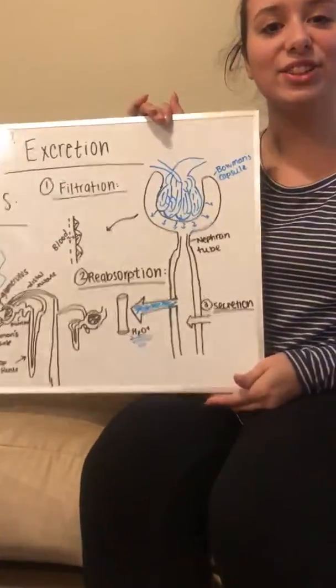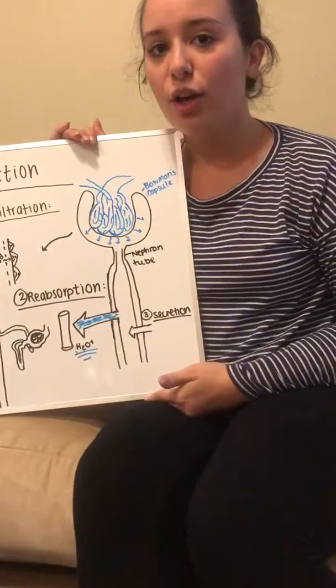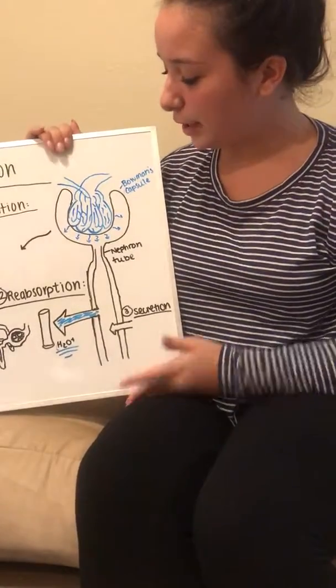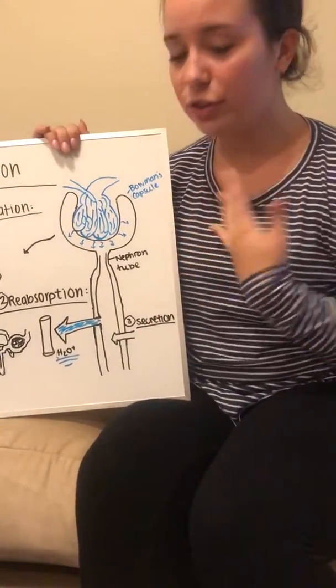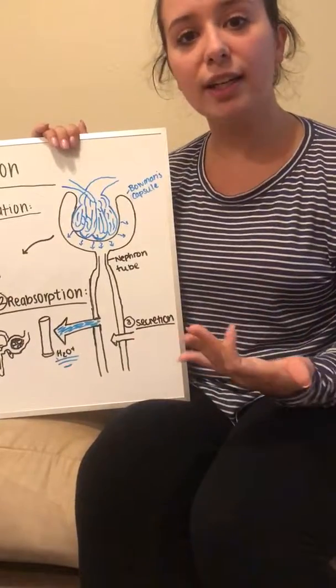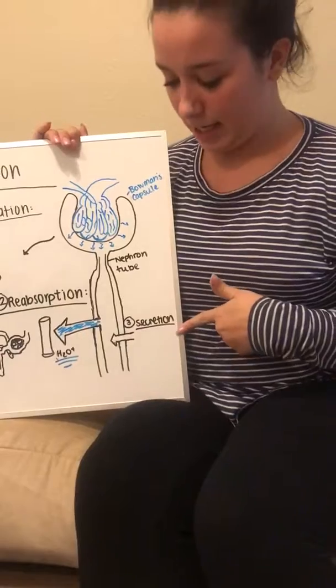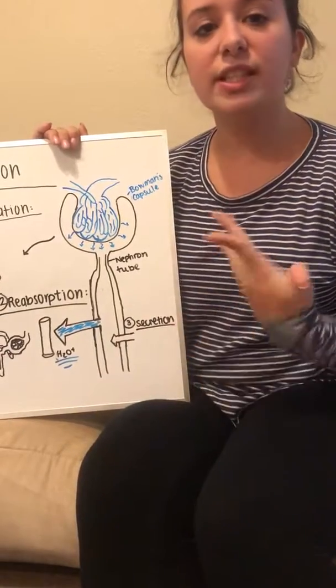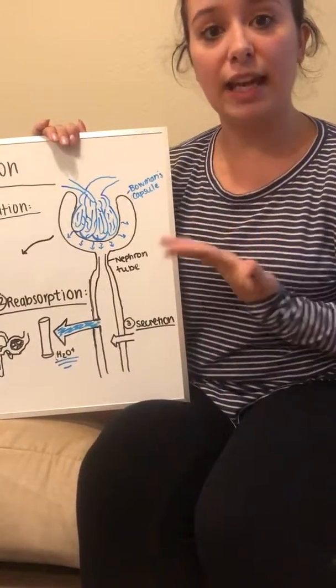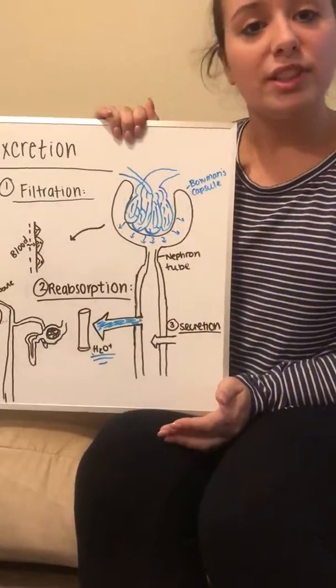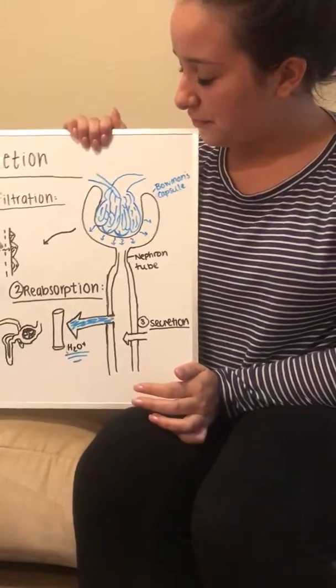I'm going to be walking us through the process of excretion, which is done primarily by the kidneys. There are 3 steps involved with excretion: filtration, reabsorption, and secretion. This takes place in the nephron within a kidney. So step 1 is filtration.